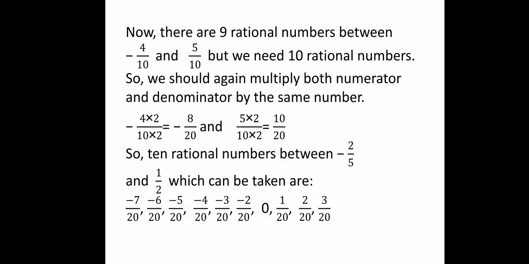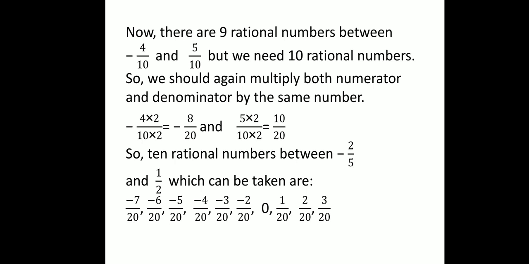Now there are 9 rational numbers. If you write the rational numbers between minus 4 by 10 and 5 by 10, there will be 9 rational numbers which you can easily write down, but we need 10. So again I need to multiply the numerator and denominator by the same number. Here I have multiplied minus 4 by 10 and 5 by 10 with the same number, that is 2. Numerator and denominator both should be multiplied for both the rational numbers. So after multiplication I got minus 8 by 20 and 10 over 20.